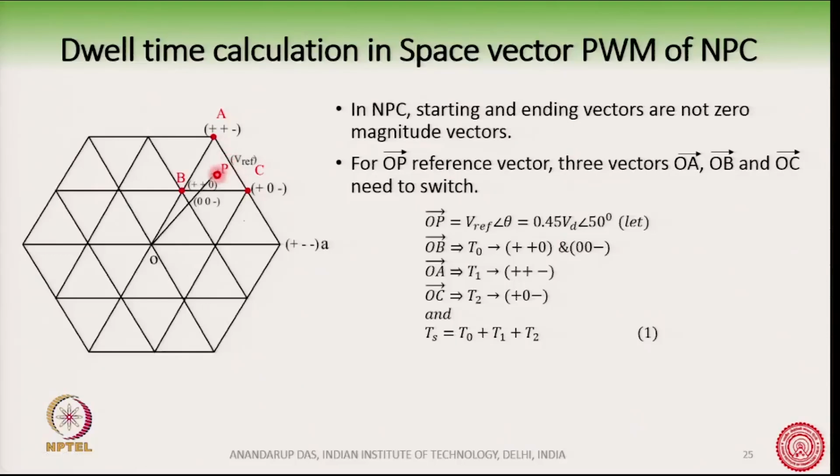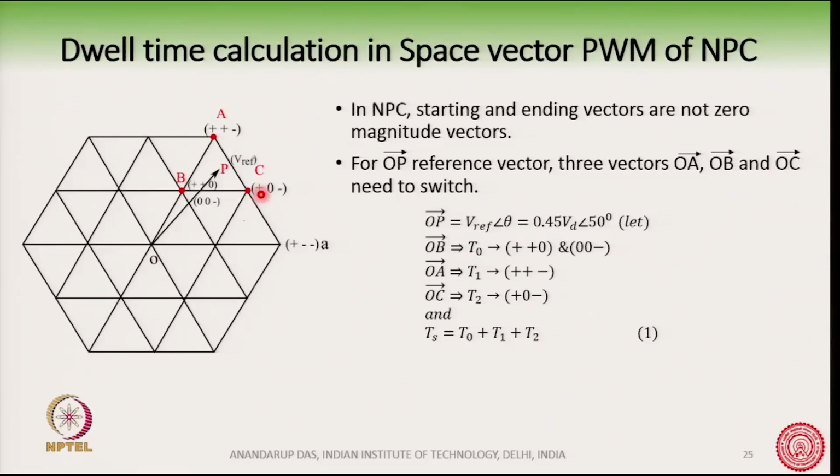So, suppose we want to switch Vref which is at the point P. Okay. So, the three nearest vectors are A, B, C here. Okay. And let us take an example for OP reference vector. The three vectors OA, OB, OC need to switch, fine. So, OP vector, we are just giving you an example. Suppose OP vector is given by Vref angle theta, that is 0.45 Vd at an angle 50 degree, just an example. So, we will switch OB for T0 time, OA for T1 time and OC for T2 time.